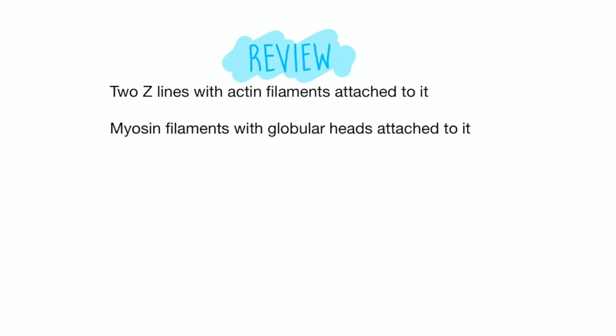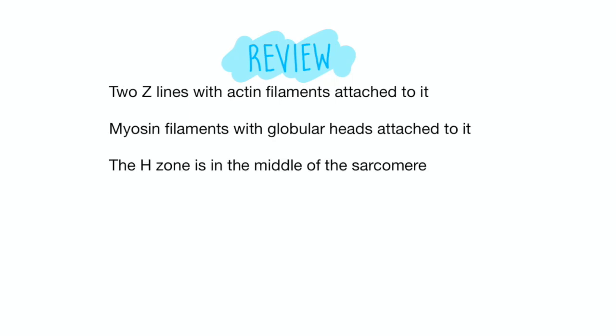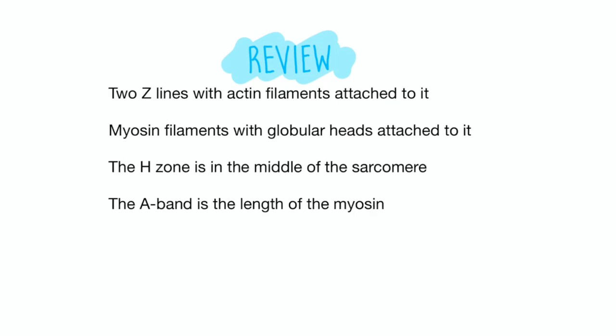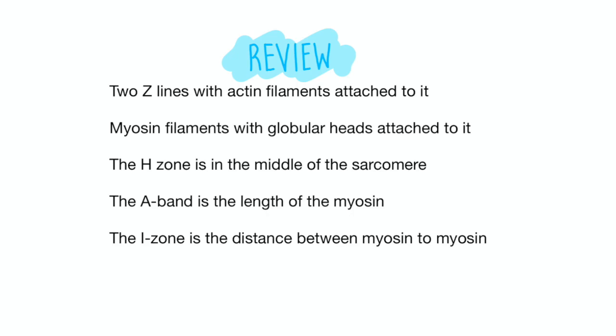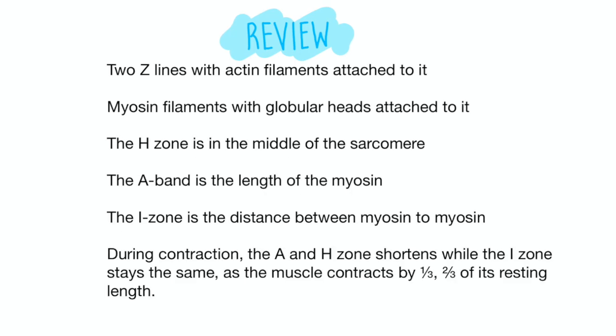To review, the sarcomere is composed of the two Z lines with actin filaments attached to them, myosin filaments with globular heads attached to them, the H zone, which is in the middle of the sarcomere, the A band, which is the length of the myosin, and the I zone, which is the distance between myosin to myosin. During contraction, the H and A zone shorten while the I zone stays the same, as the muscle contracts by 1/3, which is 2/3 of its resting length.